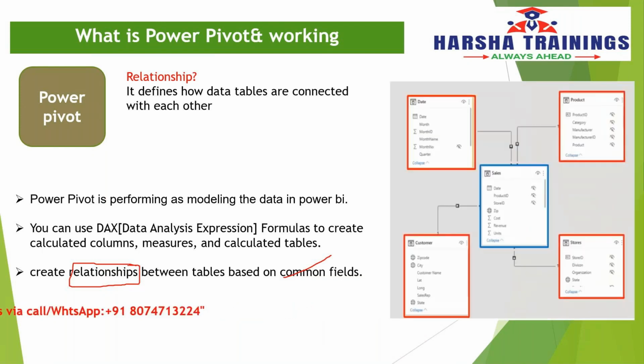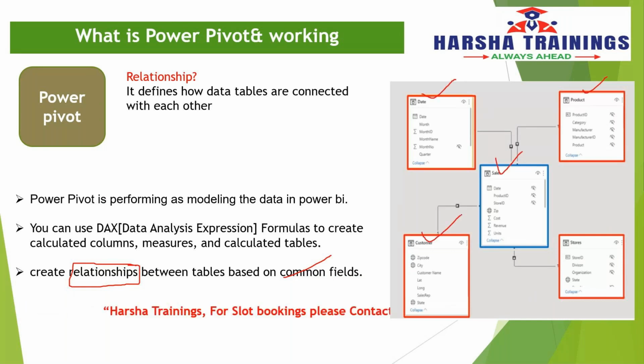If you observe this example picture, how many tables are we having? One is the sales table, one is the product table, one is the date table, one is the customer table, one is the stores table. Don't think of them as tables with columns and rows; in data modeling, it will show you the column names only. We will see that, don't worry. All these tables interact with each other.